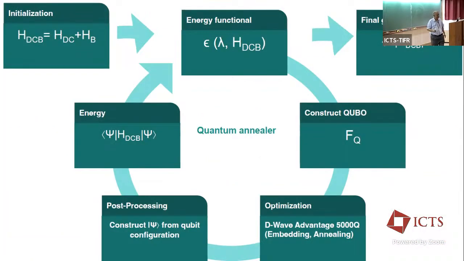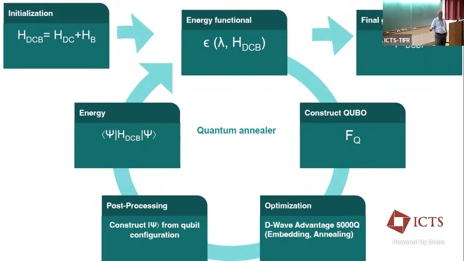All right, so this probably will summarize how the calculation is done. We first construct the Hamiltonian of our choice. This is done on a classical computer. And then we construct the energy functional, and this is done again on a classical computer. Then it's converted to the QUBO form, because QUBO form is the form that the D-Wave recognizes. So this is F(Q). Once this F(Q) is constructed, then we optimize it, and that is done on the D-Wave machine.